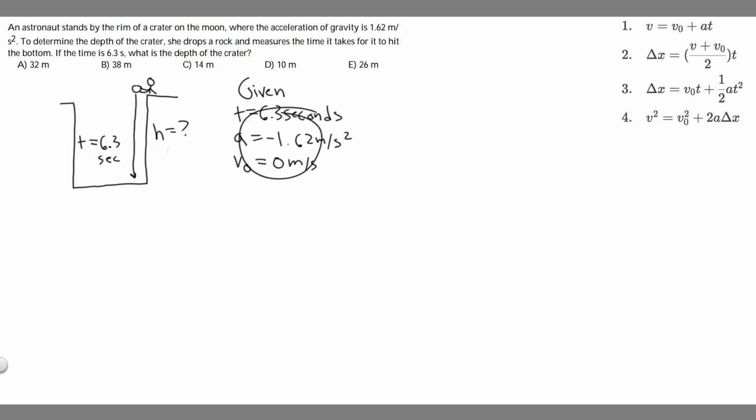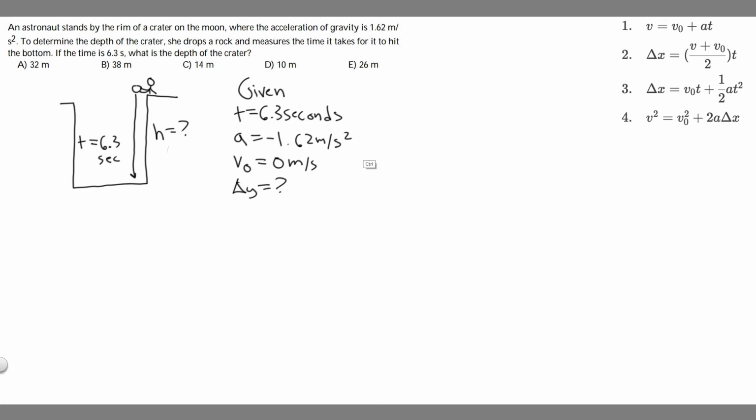So now we've got all these three variables, and what we're trying to do is find h, but we can find that by finding the change in y. So when we use kinematics, we want delta y, and we have three variables, and all we have to do is plug them in to solve. If you look at our equations, the one we're going to use is this one right here. It says delta x, but delta x and delta y are interchangeable. So we're just going to use this equation.